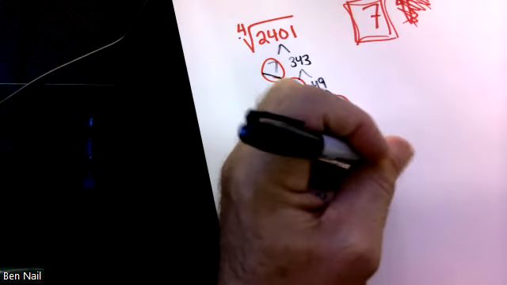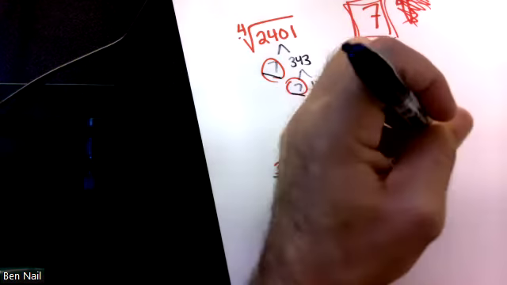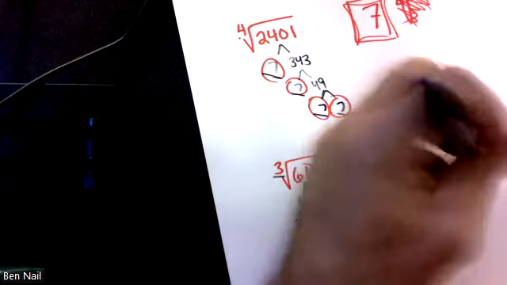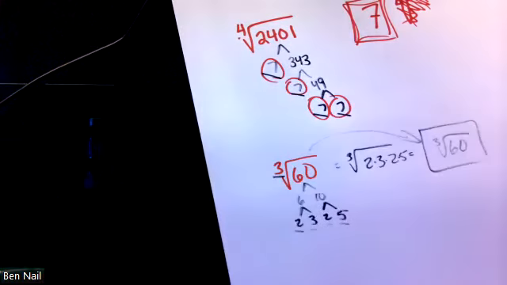So 2 times 3 is 6. 6 times 2 is 12. 12 times 5 is 60. So this one is simplified. It actually doesn't break down. So sometimes everything will break down and you'll get pretty little whole number answers. Sometimes nothing breaks down. This is considered simplified. So just be aware that they can do that.